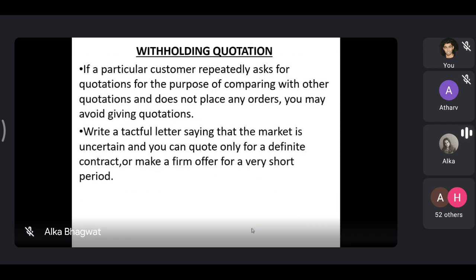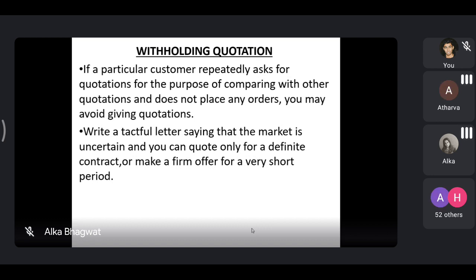Now, withholding quotation. If a particular customer repeatedly asks for quotations for the purpose of comparing with other quotations and does not place any orders, then you may avoid giving quotations. Can anybody tell me what example could you give me here from a hotel perspective? And how will you as a hotelier know that the person is comparing it with other quotations? Yes, students, come on, tell me.